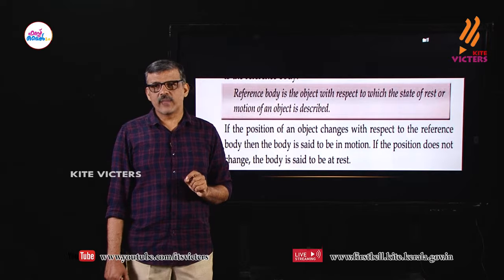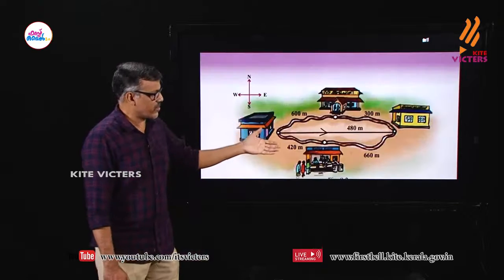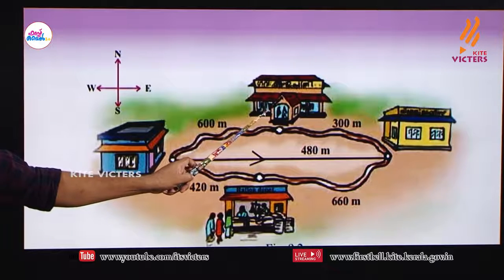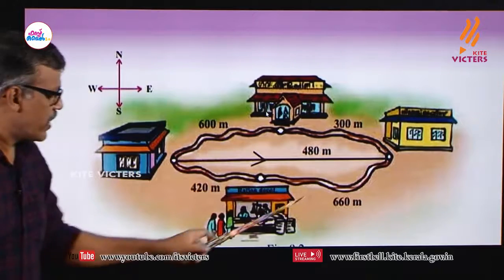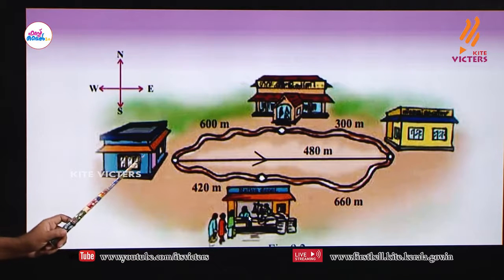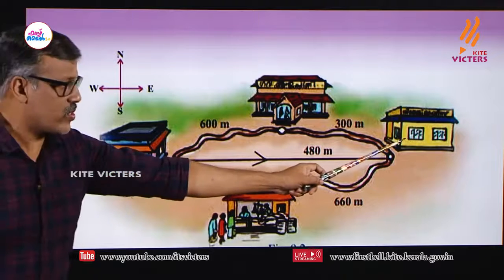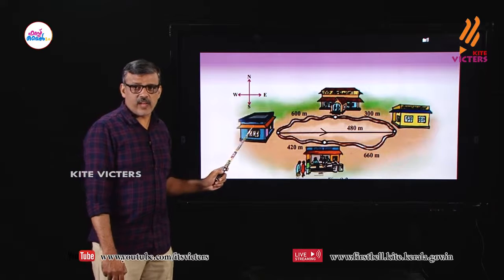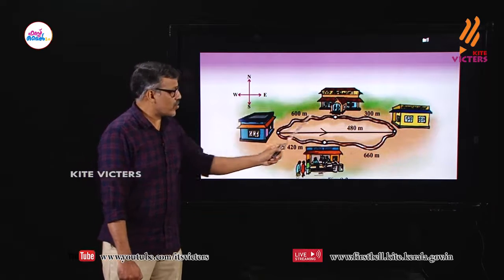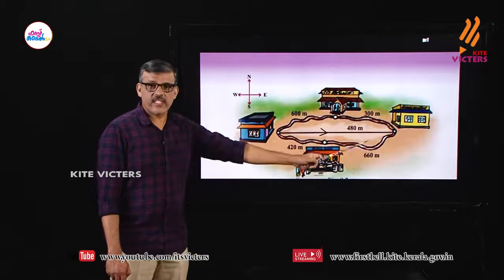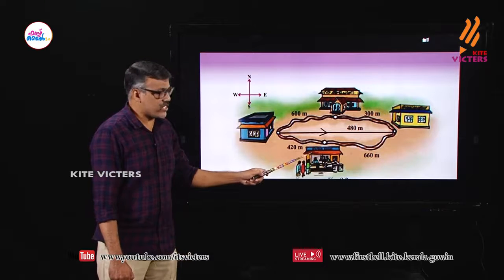Let us move on to another important fundamental concept. Here there is a figure. This building is a house, this one is a hospital, this is an office, and this is a ration depot. A person is starting his journey from his house, and he needs to reach his office. For his journey from his house to office, he took the road near the hospital, right? For his journey back to his house, he took the road near the ration shop.